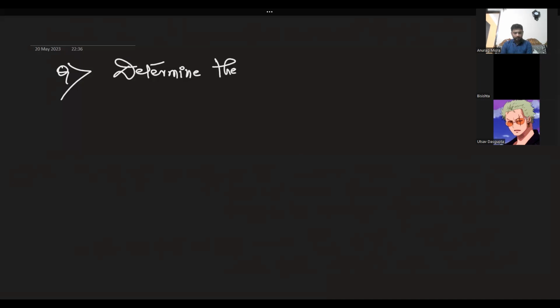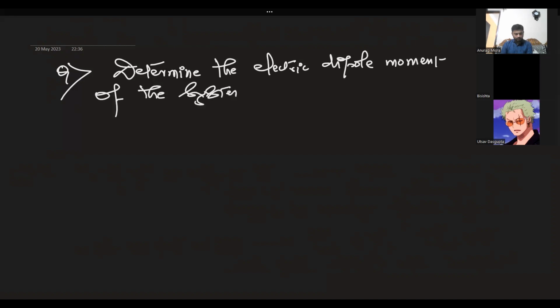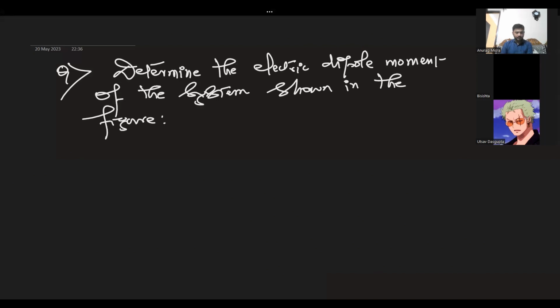Determine the electric dipole moment of the system shown in the figure. Okay. So the figure is given like this.